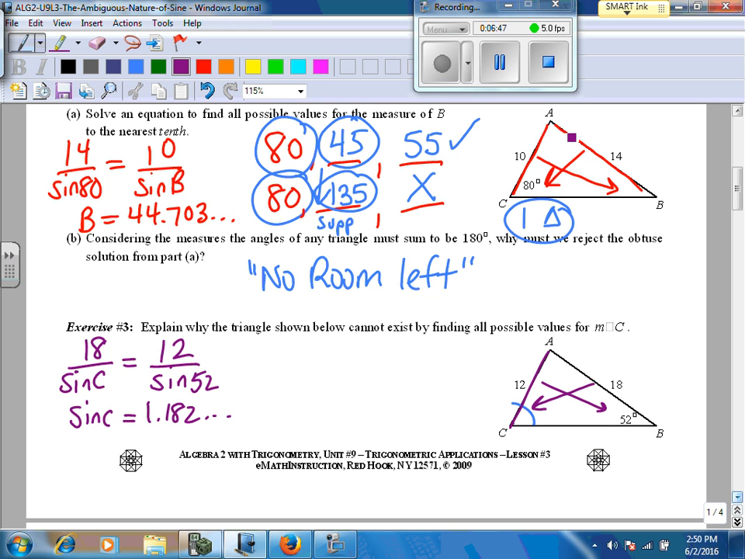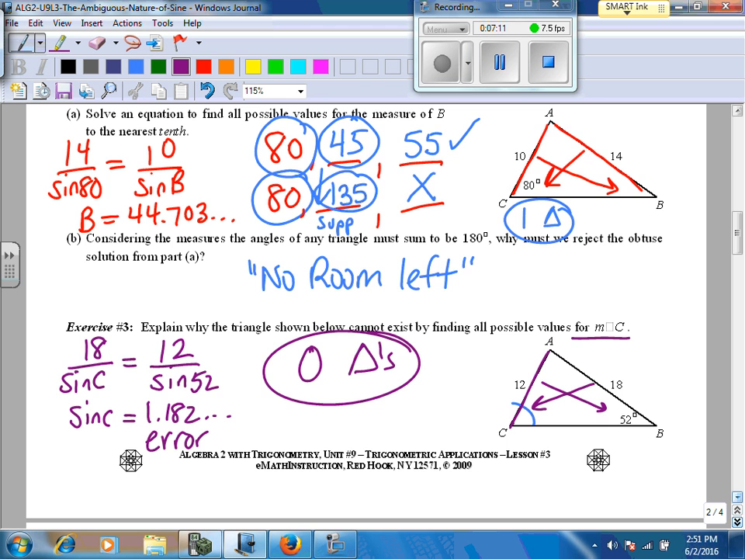The error is happening because we can't have a sine value greater than 1 or less than negative 1. Remember, your unit circle and your sine curve goes up to 1, down to negative 1, etc. So we end up getting an error. So how many possible values are there? There's none. There are no triangles possible in this problem given the information that they gave you. So let's go on to the next one.